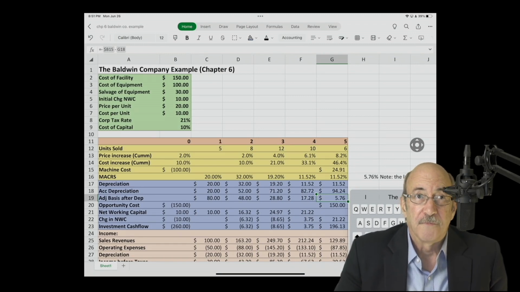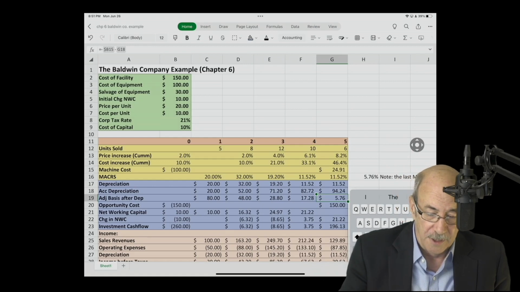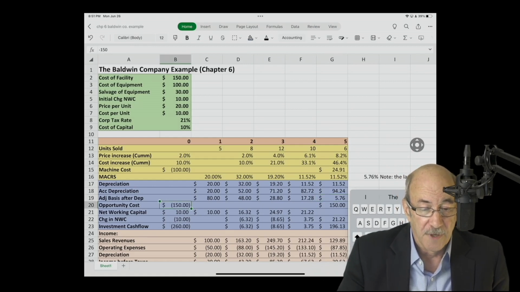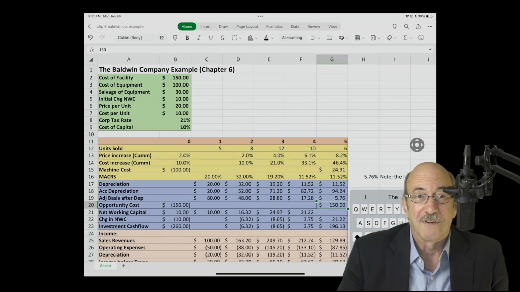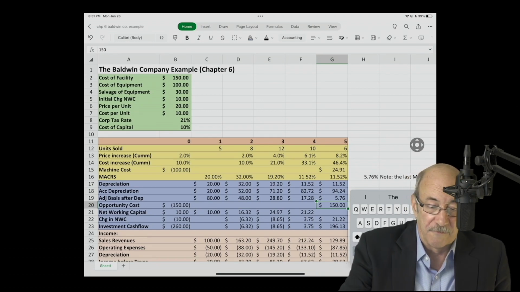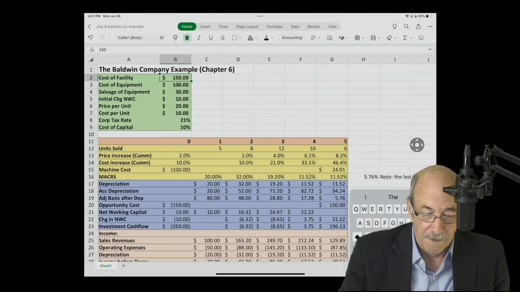Opportunity costs, that's the warehouse. And I've got that plugged in here. Actually, I see I should have coded that as B2, and I didn't. I messed up. I'll fix that before I post this. And likewise here, I hard-coded that in. I should have referenced up here. I'll fix it.